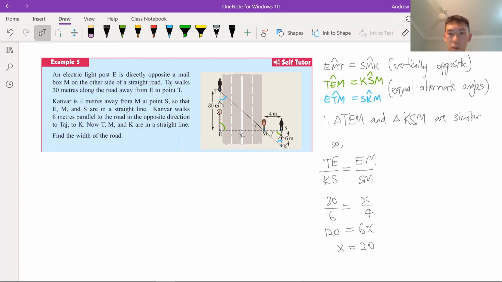Alright, now the key takeaway here is you need to show that your triangles have some sort of relationship, whether it's congruent or similar, alright, before you go ahead and try to find any unknowns. Okay.